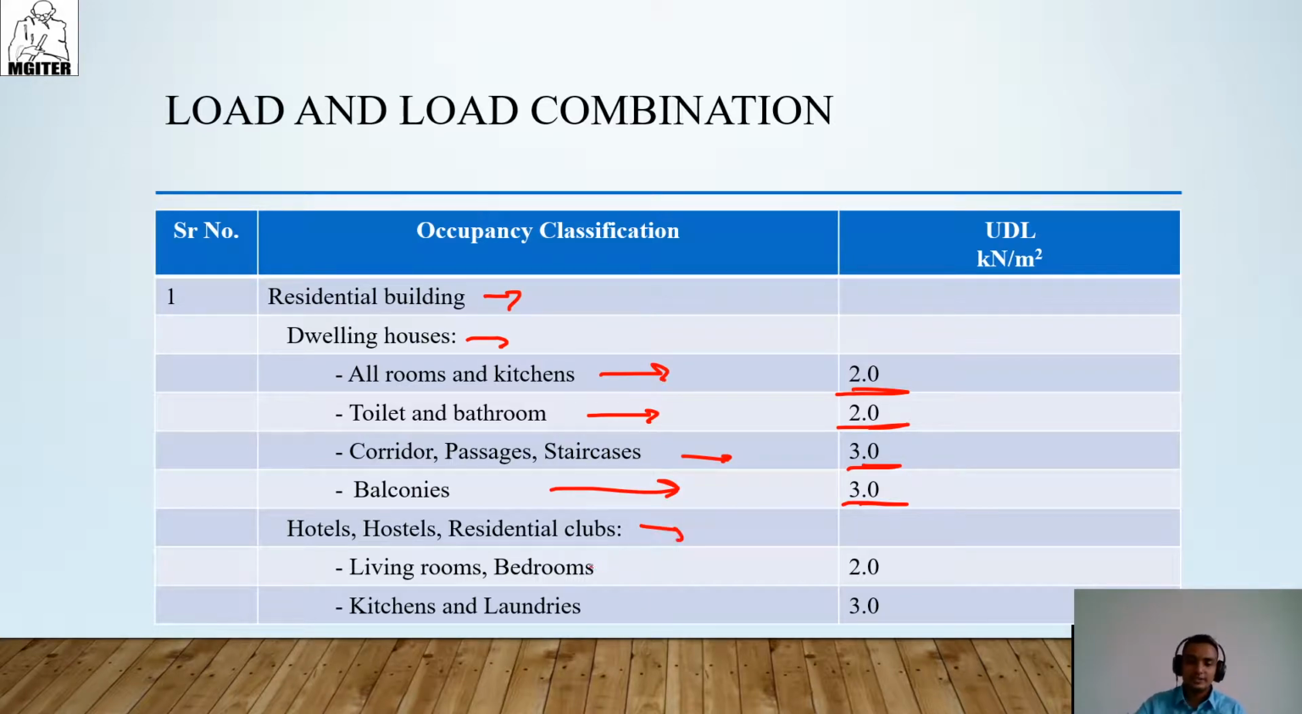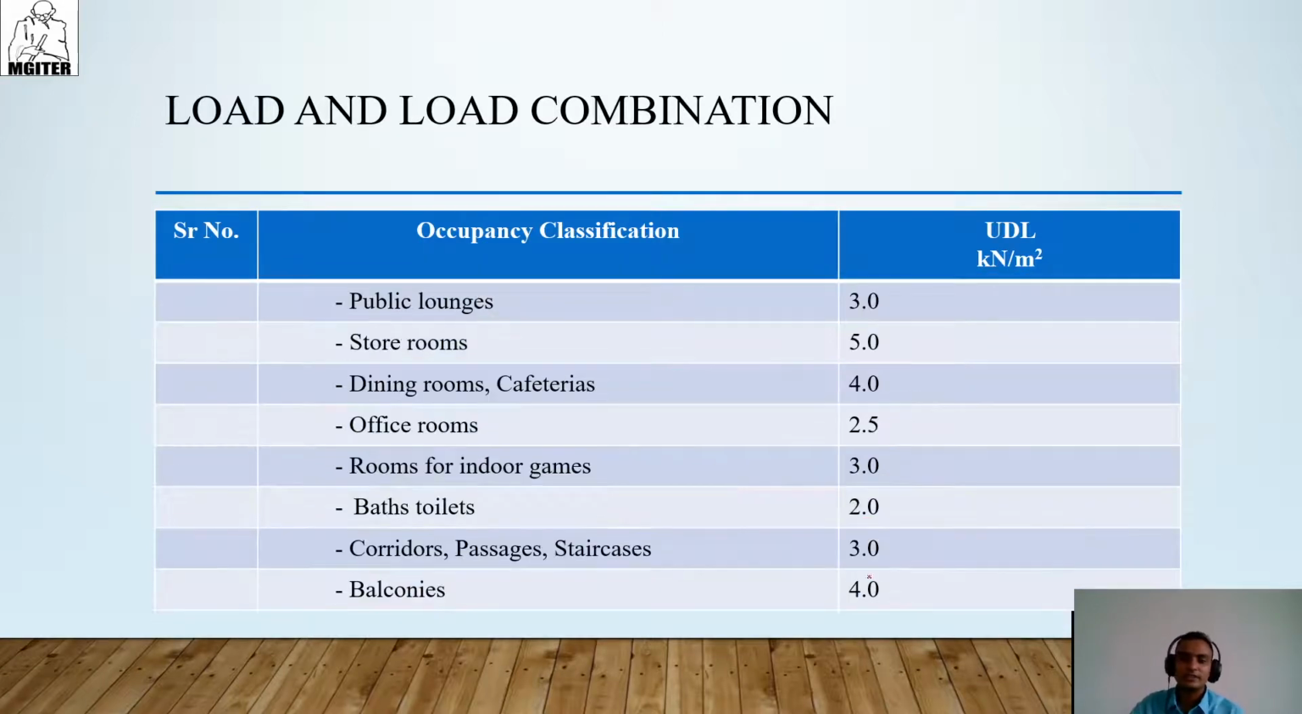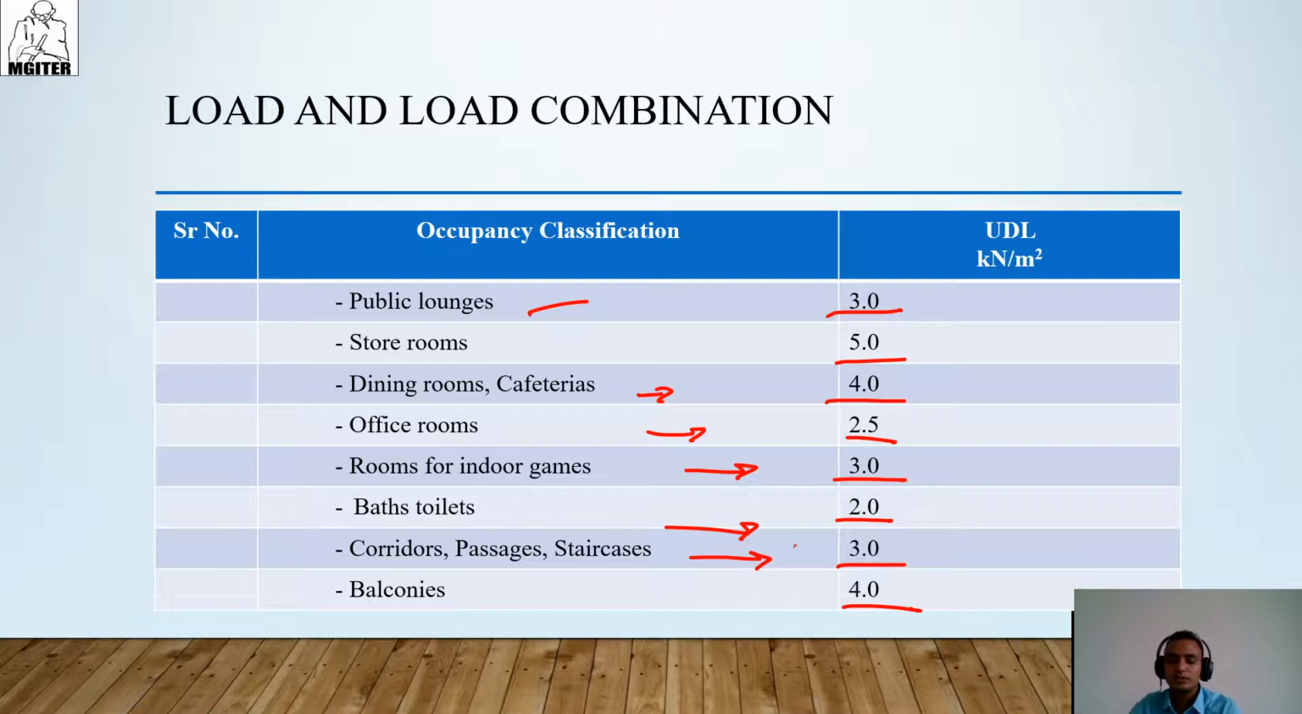Hotel, hostel, residential clubs. In this type of building, living room and bedroom have 2 kN per meter square. Kitchen and laundries 3 kN per meter square. Public lodge 3 kN per meter square. Storeroom 5 kN per meter square. 4 kN per meter square. Office room 2, room 3, bath and toilet 2, corridor and passage and staircases 3 kN per meter square. Balcony 4 kN per meter square.